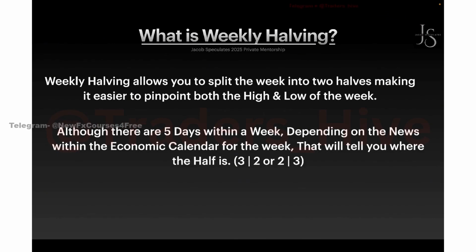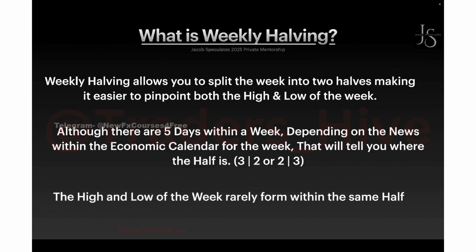And the numbers on the screen represent the days before the half. So the 3 and the 2, that would be Monday, Tuesday, Wednesday being the first half, and then Thursday and Friday being the second half, and then vice versa for 2 and 3. So 2 would be Monday and Tuesday, and that would split the week into a half, and then 3 would represent Wednesday, Thursday, and Friday. And this will make a little bit more sense later on.